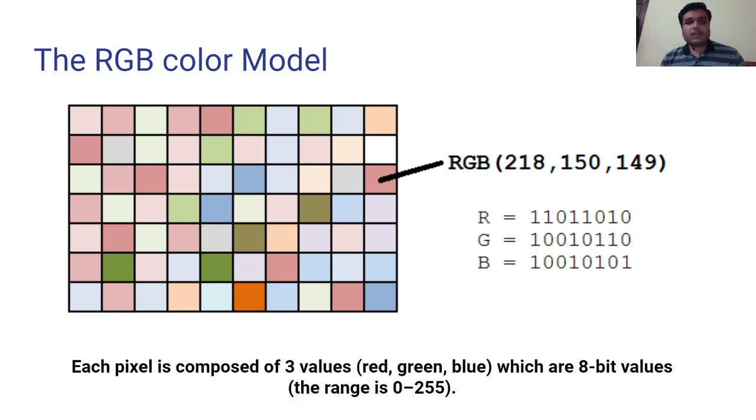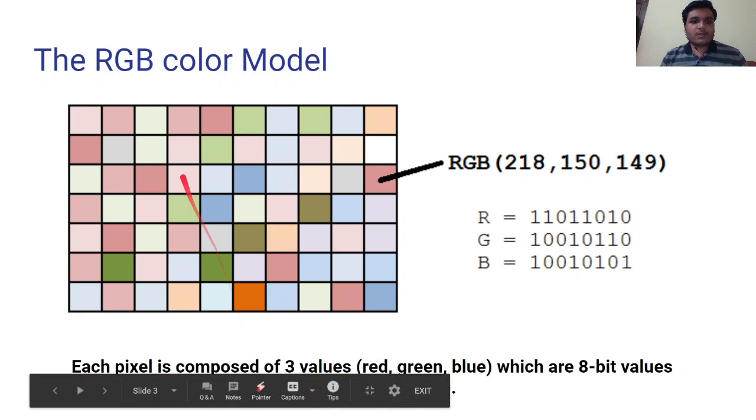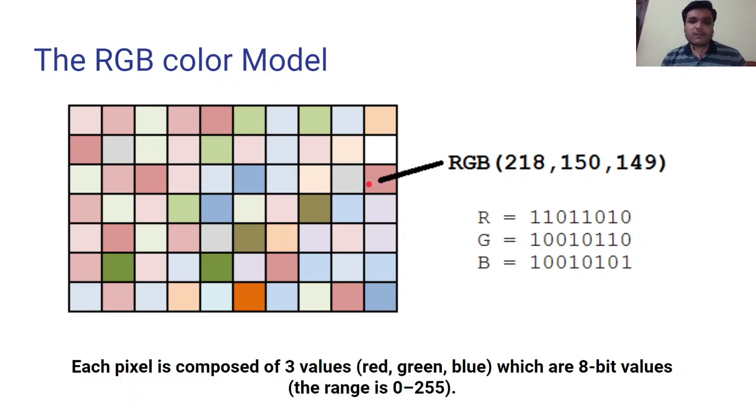So this is what an image looks like. Each minute square over here represents one pixel, and each pixel has its own RGB value. So, for example, if I take this pixel, it has its RGB value as 218, 150, and 149. If I represent it as 8-bit binary code, it can be represented in this format. So this was the RGB color model of the image.